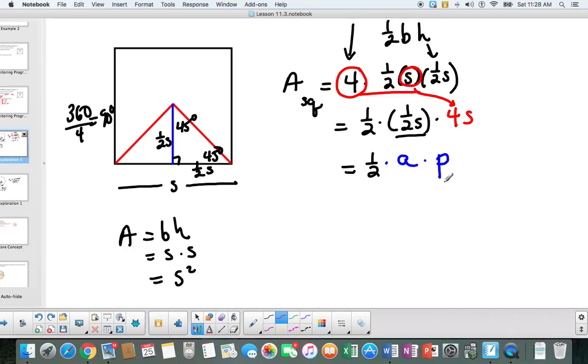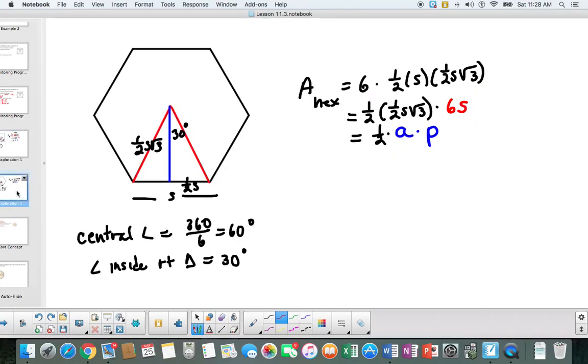And I want you to see that you can find the area of a square with this formula. That will lead us into this next figure. We don't have a formula for a hexagon, but we're going to use the same strategy we used for the square. I'm going to take the central angle, which is 360 divided by 6, because there are 1, 2, 3, 4, 5, 6 sides, so that's 60 degrees.